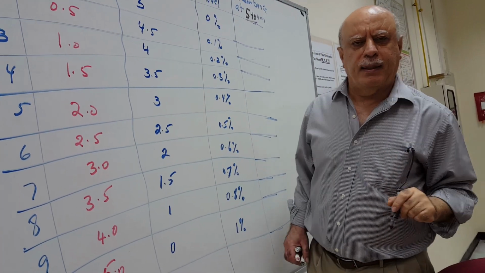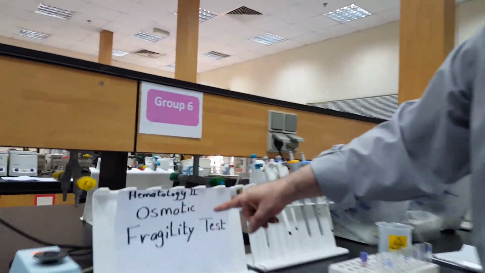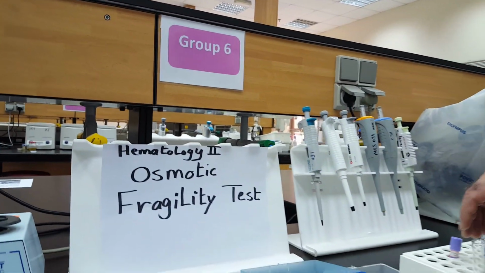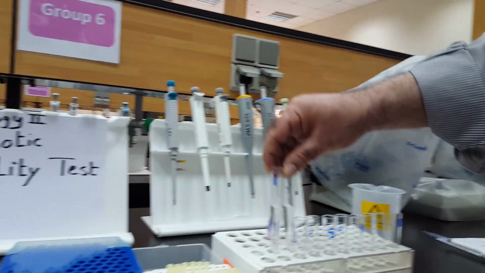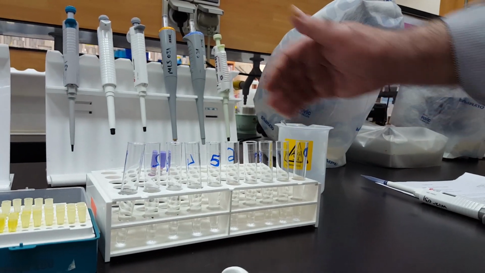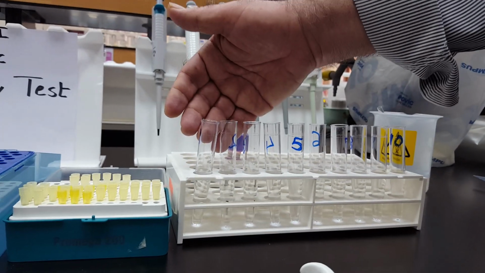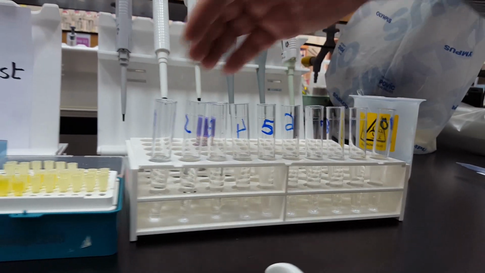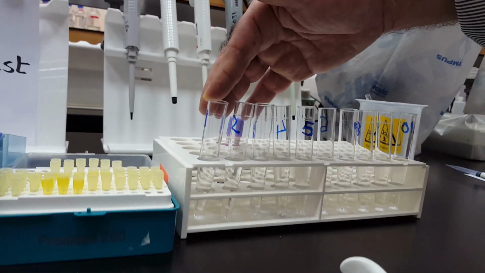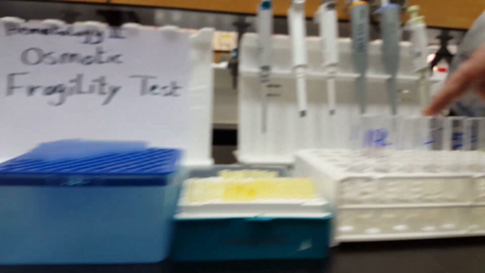Now let's go to the experiment. We are going to start the experiment. It's called the osmotic fragility test. To make a long story short, we prepared a series of 10 tubes from 1 to 10, like we explained, adding buffered saline and distilled water to each tube. This is 0% concentration, and number 10 is 1%. This is 0.1, 0.2, 0.3, and so forth.